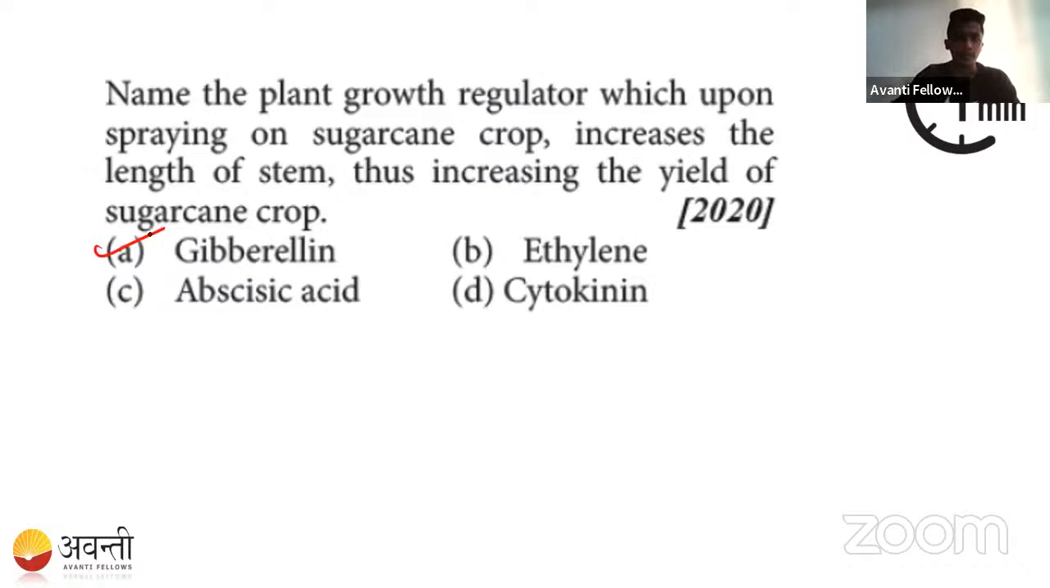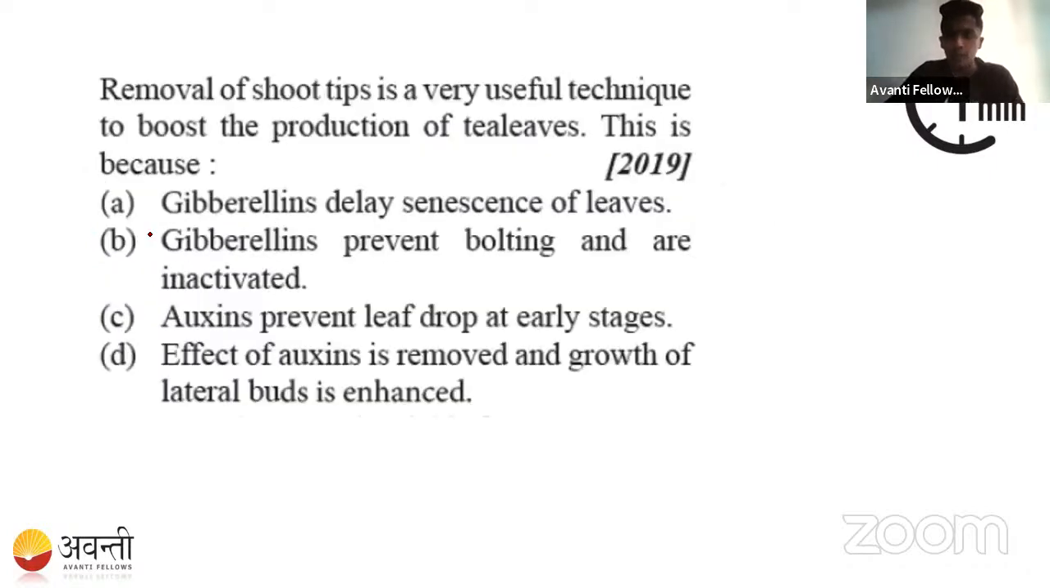Okay, next one. Removal of shoot tips is a very useful technique to boost the production of tea leaves. This is because: gibberellins delay senescence of leaves; gibberellins prevent bolting and are inactivated; auxins prevent leaf drop at early stages; or the effect of auxins is removed and growth of lateral buds is enhanced. So I will launch the poll again. Please try to answer this question.